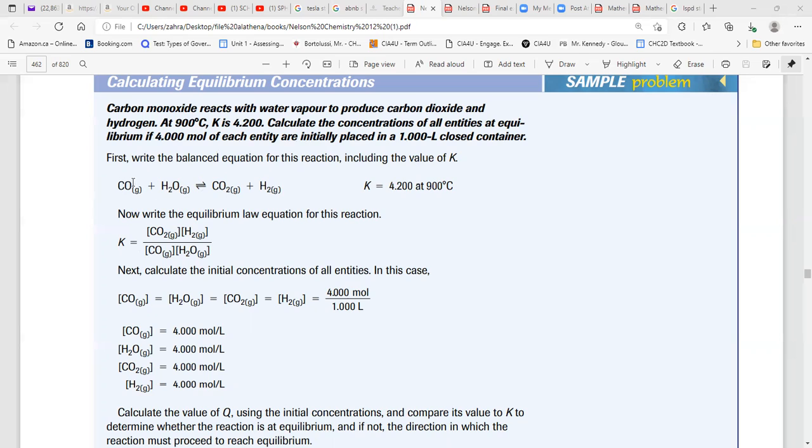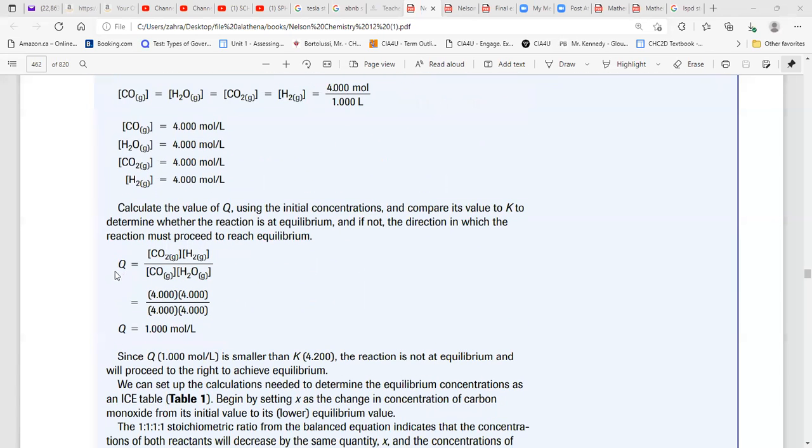So it means I have 4 mole of that, 4 mole of this. To convert it to concentration, 4 divided by 1 will give you mole per liter. Since the K constant is given to you, and each entity is initially placed, meaning all of these entities for CO, H2O, CO2, and H2, all of that is given. If you just establish Q, we'll see that Q is 1 mole per liter, right?